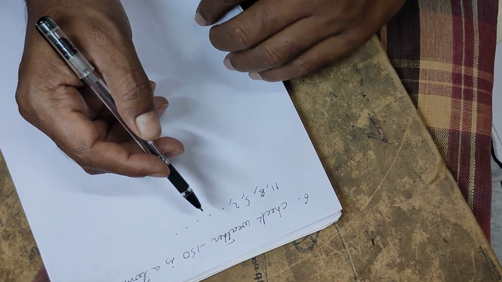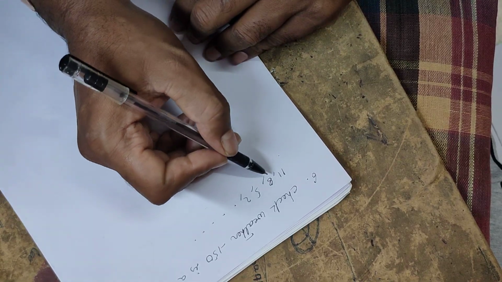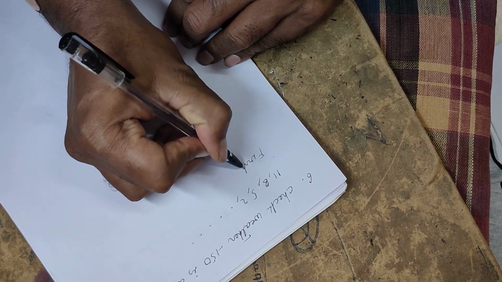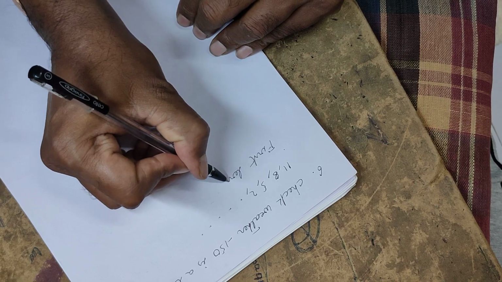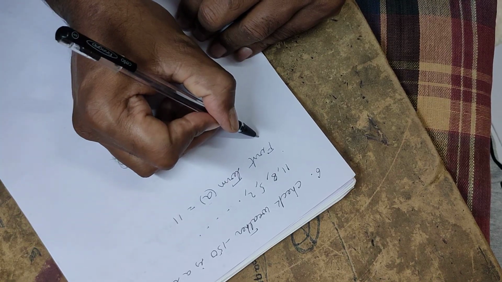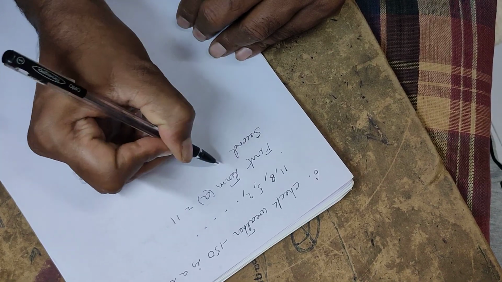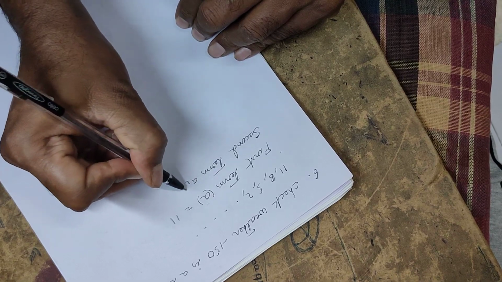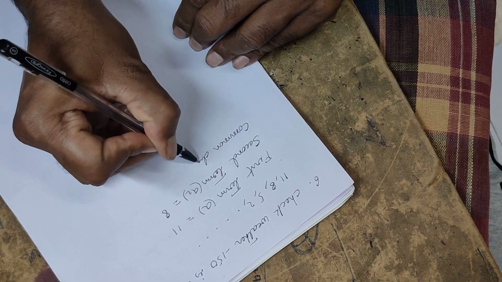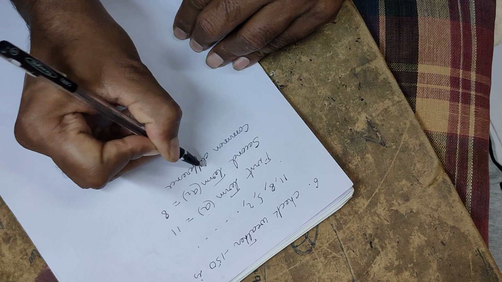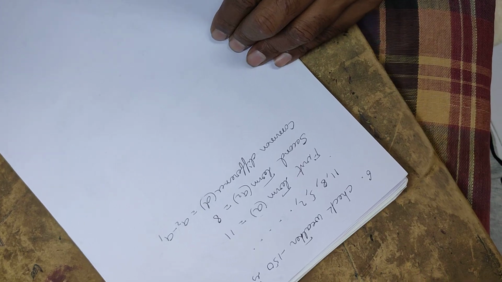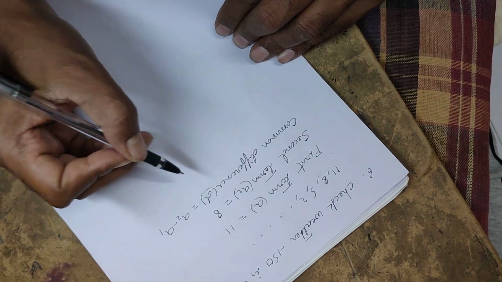You have to write it as, see, the first term you have to write the same like this only. The first term is denoted with a only, that is 11. The second term you have to write. What is the second term? A2, 8. Common difference you have to write, denoted with D. The formula is A2 minus A1. If anyone asks what is the formula for common difference, you have to say A2 minus A1.